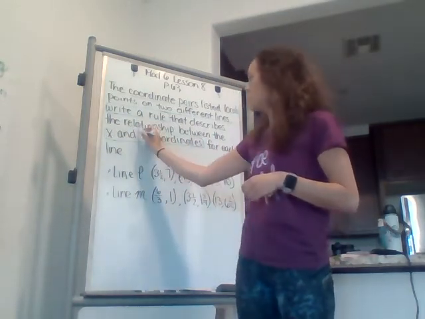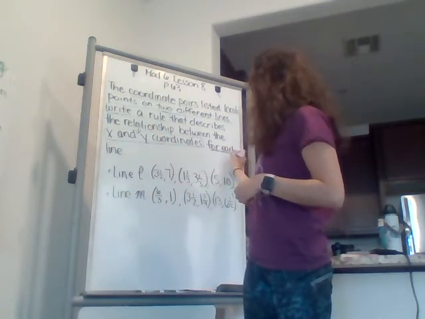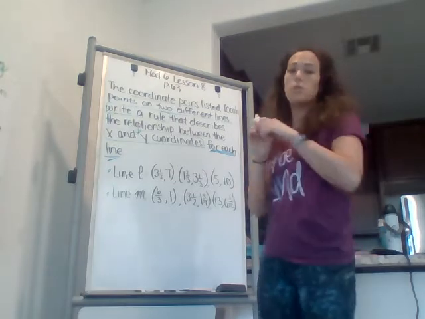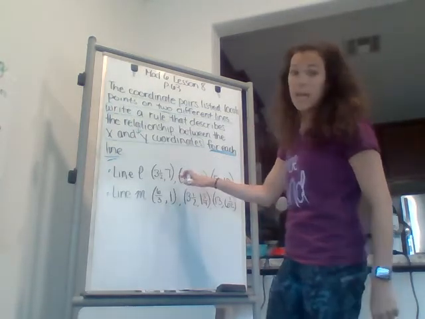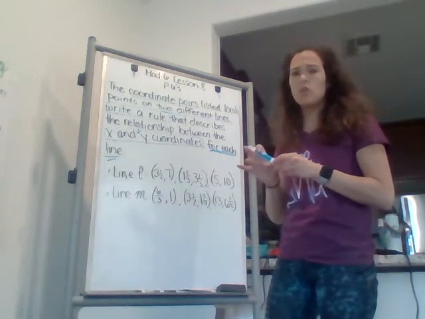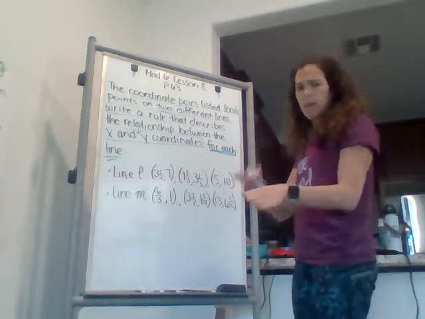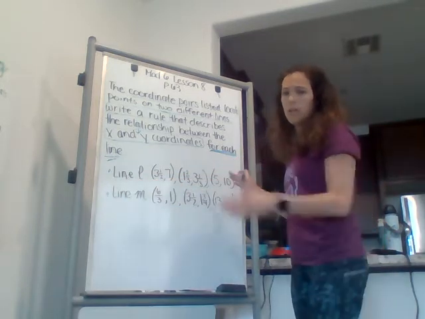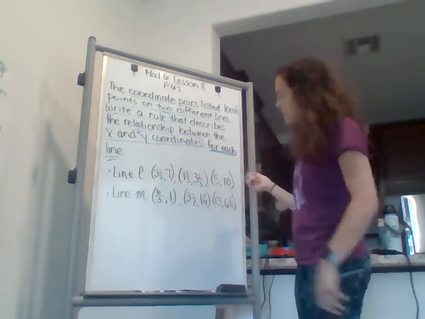So the relationship between these coordinates for each line. So we have two different rules we need to write. We need to write one rule for line L and then a separate rule for line M. So let's look at them as though the other doesn't exist. When we look at line L, we don't care about line M at all. Let's just look at what we see here.